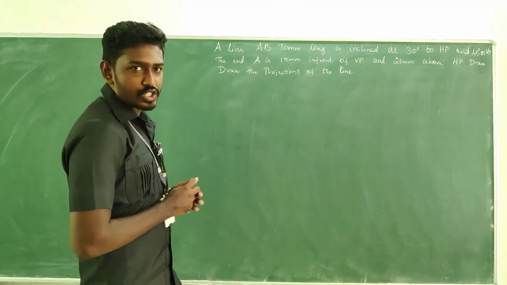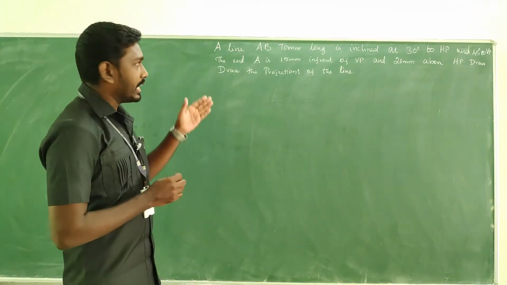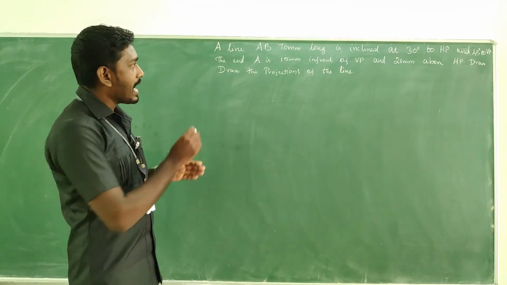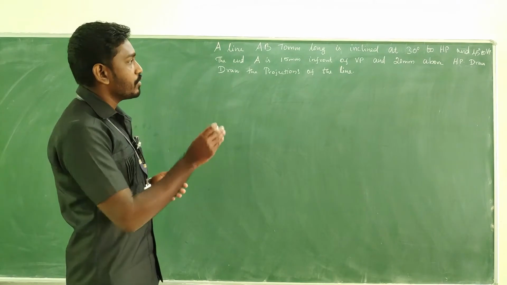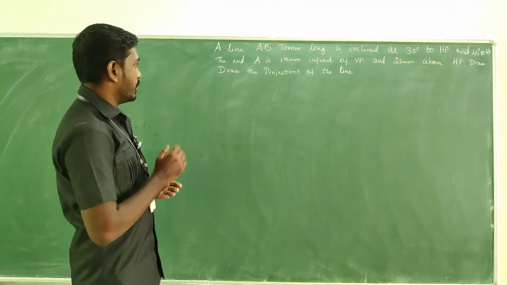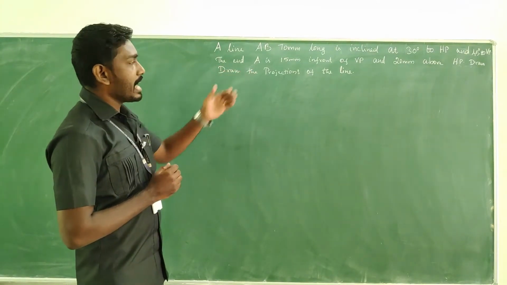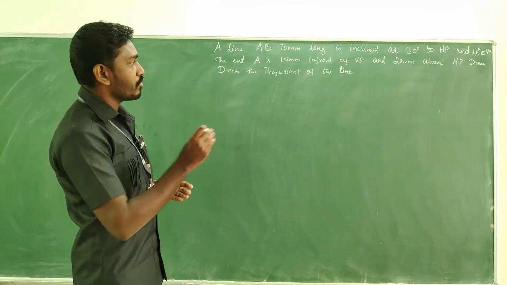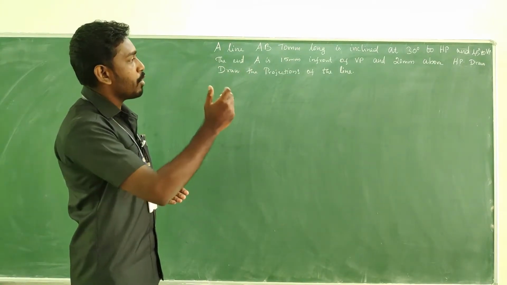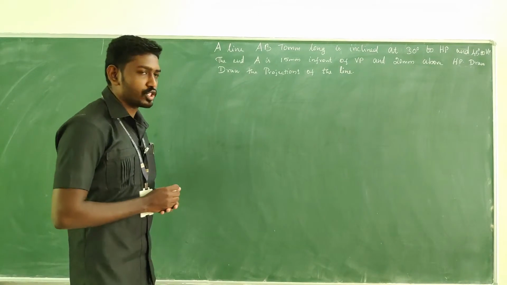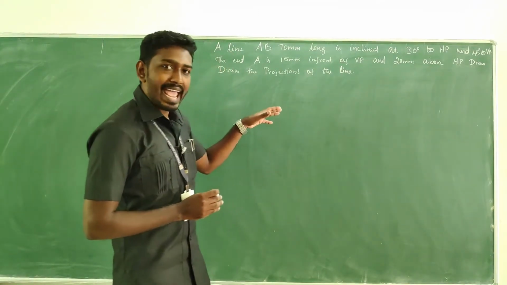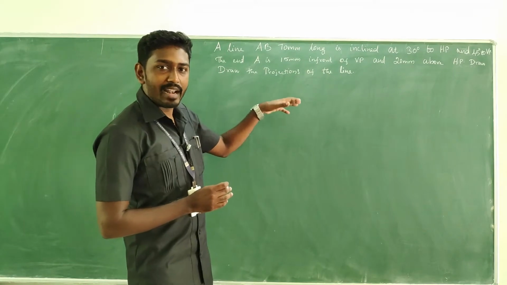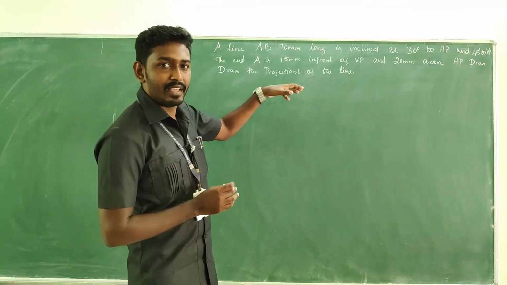So this is the given question for us. A line AB 70 mm long is inclined at 30 degrees to HP and 45 degrees to VP. The end A is 15 mm in front of VP and 20 mm above HP. Draw the projection of the line. Okay, so first of all, we must extract all the given information from the question.